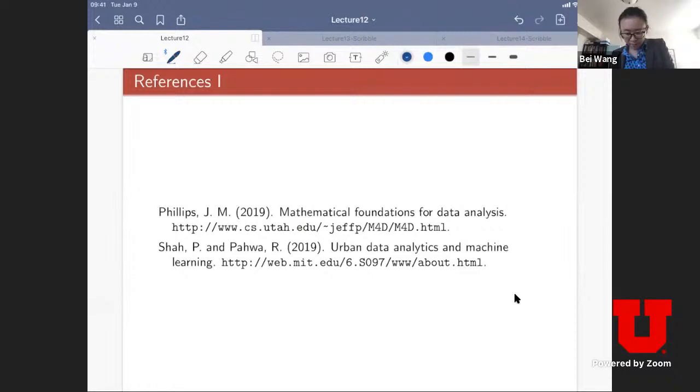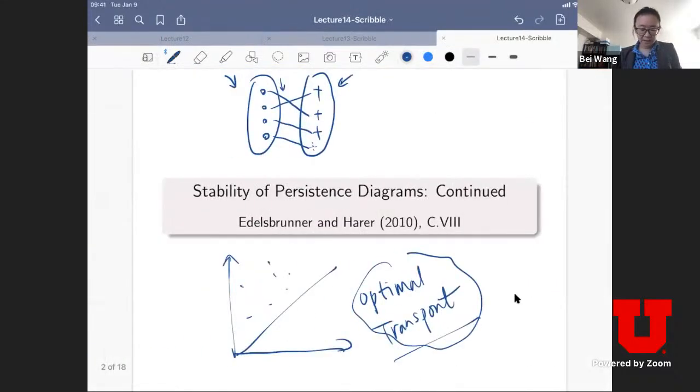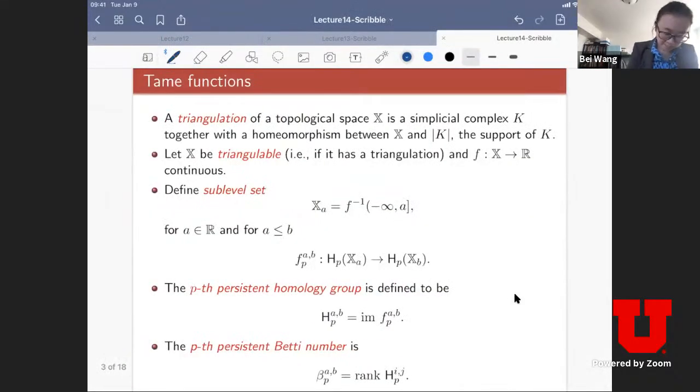The more mathematical flavor is that I need to define what's called a tame function. On a high level, if you think about the English meaning of tame or tameness, right? It has a meaning of being well-behaved, okay? So a tame function here just means a well-behaved function. Okay, so I need to define what this well-behavedness means.